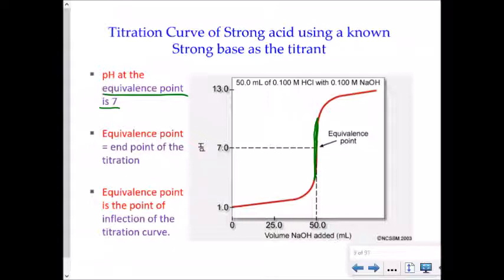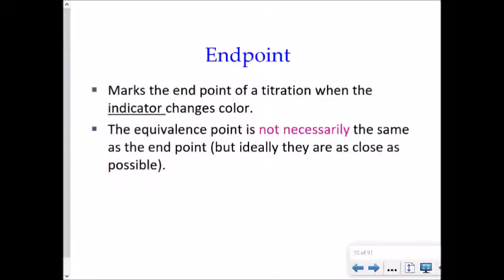So like I said, noting exactly how much is added down here isn't necessary, but the general idea of what the graph looks like and those important marker points on it are necessary. So pH of 7 at the equivalence point. We'll talk about the endpoints here in just a second because we're going to get to the indicators. Okay. So, endpoint of the titration marks when the indicator changes color.